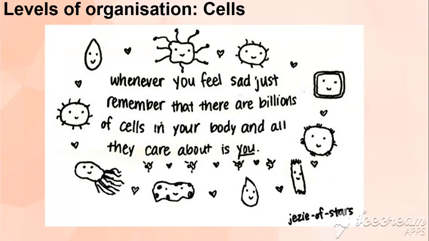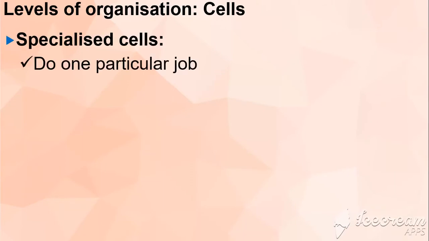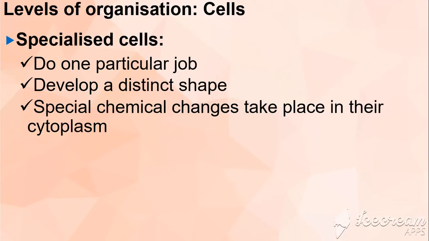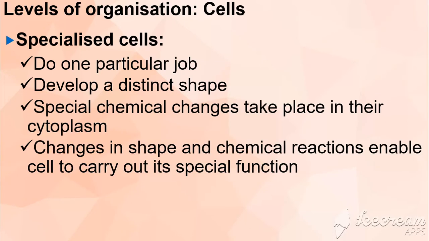When cells have finished dividing and growing, they become specialized. Specialized cells do one particular job and develop a distinct shape when special chemical changes take place in their cytoplasm. These changes in shape and chemical reactions enable the cell to carry out its special function. Let's take a look at some of these specialized cells.